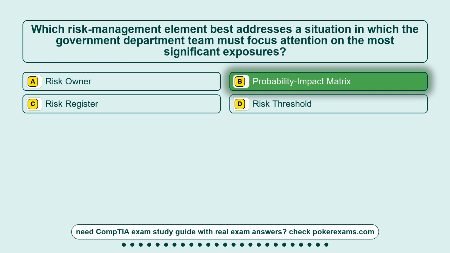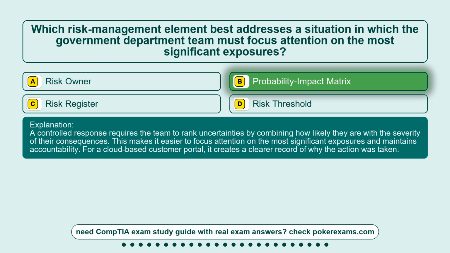Probability impact matrix. A controlled response requires the team to rank uncertainties by combining how likely they are with the severity of their consequences. This makes it easier to focus attention on the most significant exposures and maintains accountability. For a cloud-based customer portal, it creates a clearer record of why the action was taken.